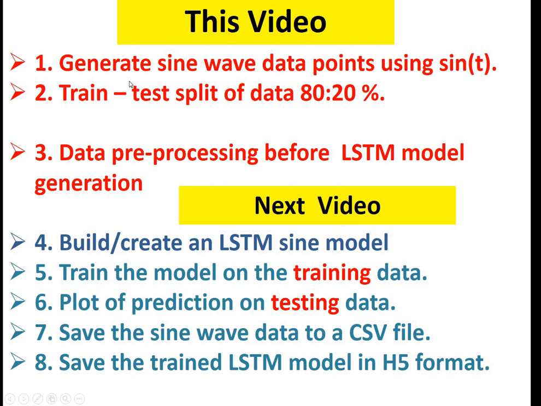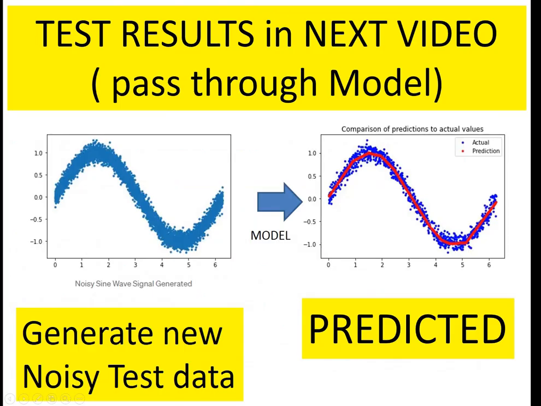And this is how we have now gone through the generation of the sine wave, and splitting the test dataset and train dataset. That is, out of 500, 400 has gone into the train and 100 has gone to the test, along with data pre-processing before LSTM generation. Parts 4, 5, 6, 7, 8 will be covered in the next video.